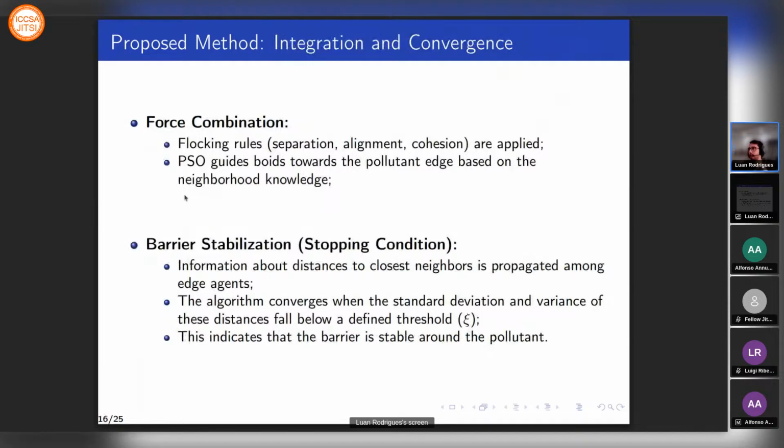So here we have some force combinations. The flocking rules are responsible for making the collective behavior. The PSO guides towards the pollutant edge, and the barrier stabilization is when the standard deviation and the variance of the distance between the voids in the barrier fall below a threshold.